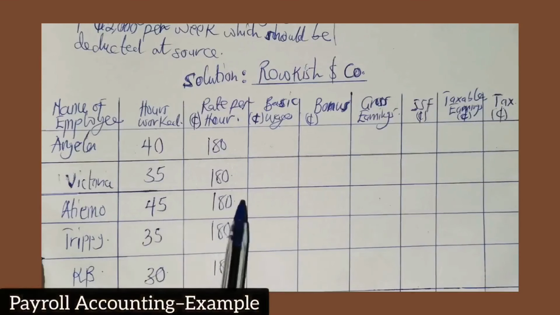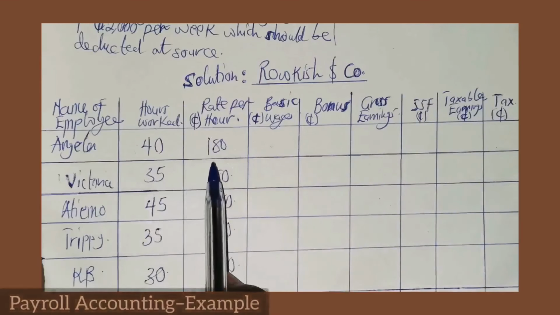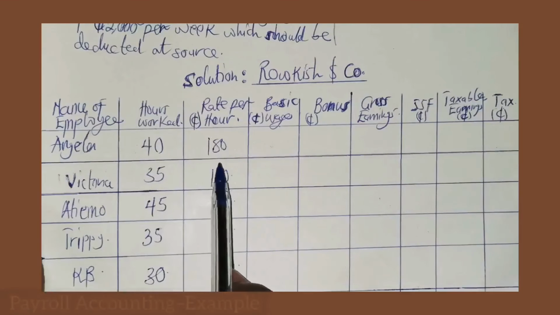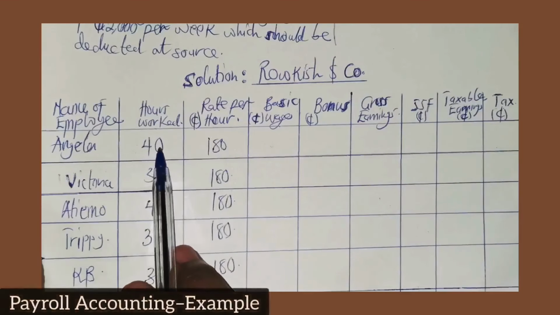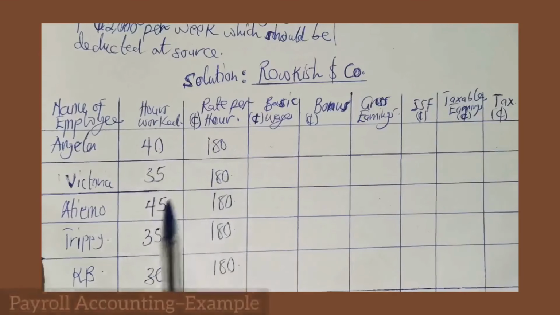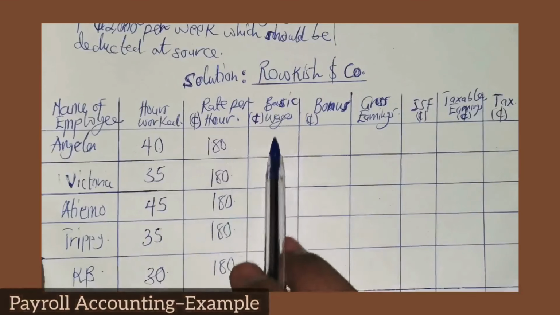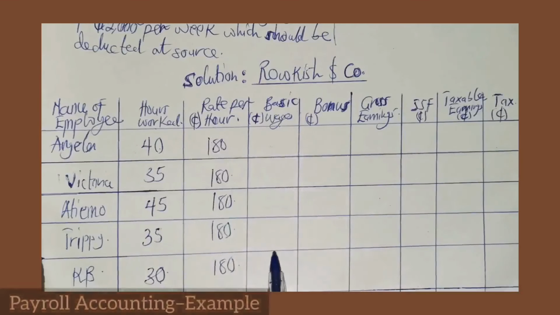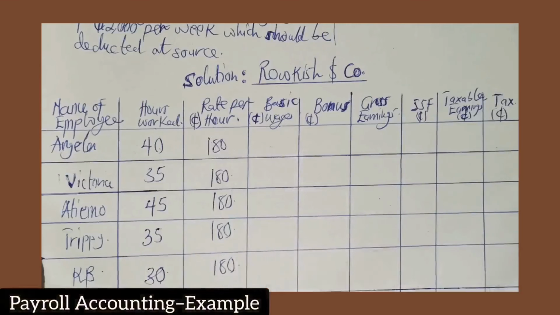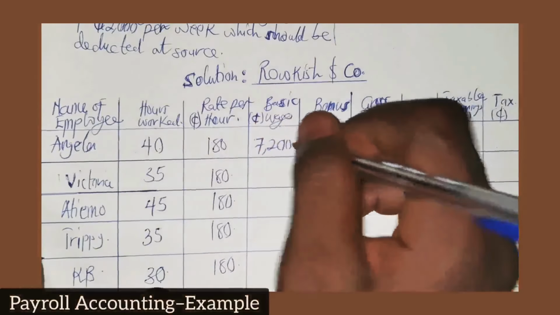With the basic wages, as I said, you just multiply the hours worked by the rate per hour. So here, if I want to know Angela's, I will take 40 multiplied by 180. For Victoria, 35 multiplied by 180, then you move on till you get the final wages answers to be filled in this column. Let me do the first one for you. I have 40 multiplied by 180. I had 7,200, so I'll have 7,200 represented here.